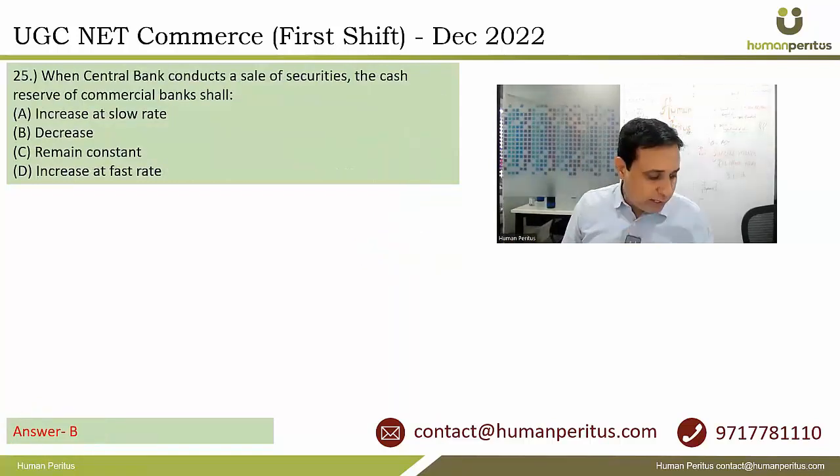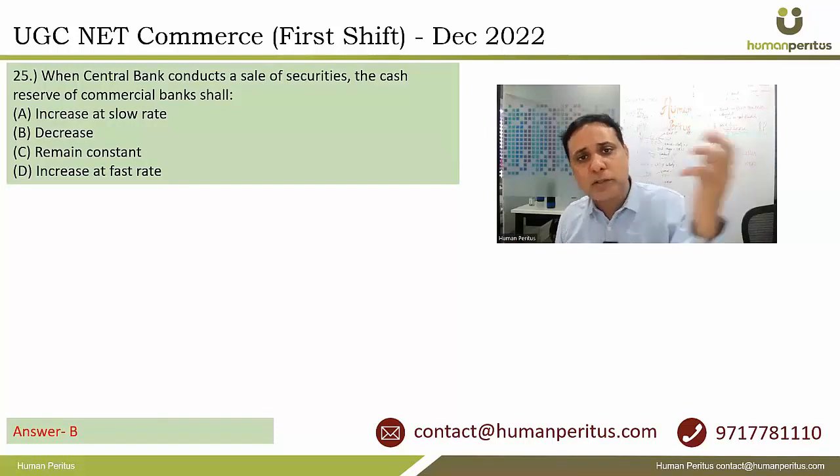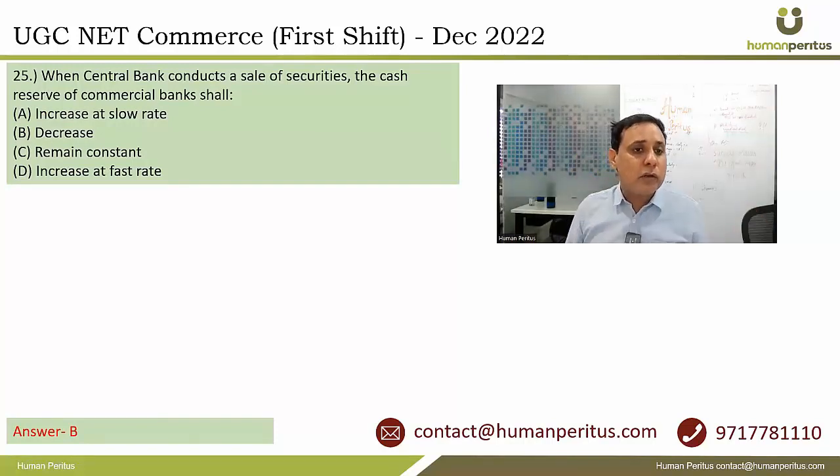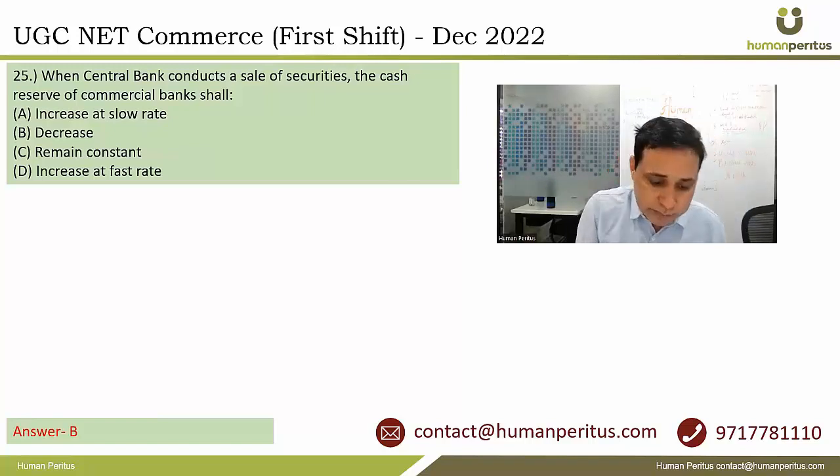Next one. When the central bank conducts a sale of securities, the cash reserve of commercial banks will what? So guys, what does sale of securities mean? It means the central bank, like RBI, will sell government securities or bonds, and they will receive cash from the commercial banks in exchange for those securities. Therefore, the cash reserve of commercial banks will go down, and the correct answer is B.